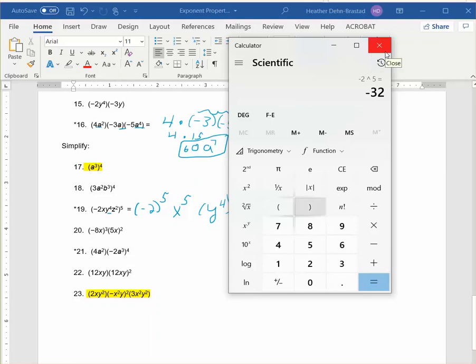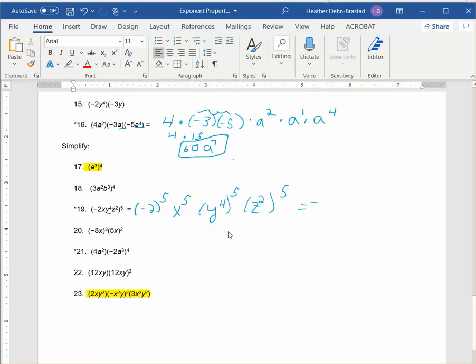I really should have put parentheses around the base and then raised it to the 5th power. So negative 32 is correct, okay? And then x to the 5th, that's as simplified as it can get.